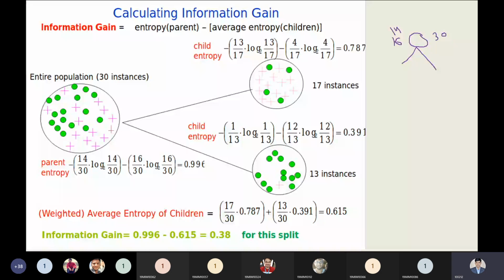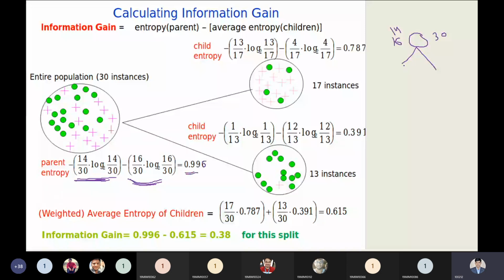14 divided by 30 into log 2 of 14 divided by 30. Why are we doing this? That is based on one value. On the other value on which you have filtered your information, that is 16, 16 divided by 30 into log 2 of 16 divided by 30. So you are getting the value 0.996. Okay, this is your entropy of the parent.